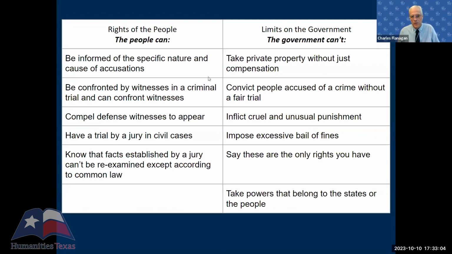Be informed of the specific nature and cause of accusations, be confronted by witnesses in a criminal trial, and confront witnesses, compel defense witnesses to appear, have a trial by jury in civil cases, and know that the facts established by a jury cannot be re-examined except according to common law.